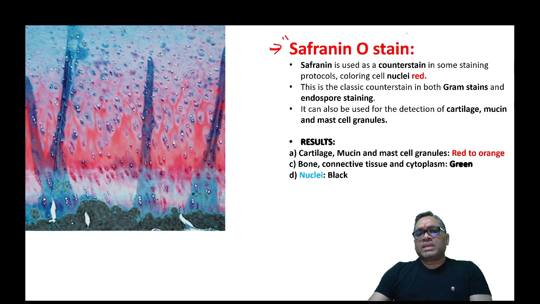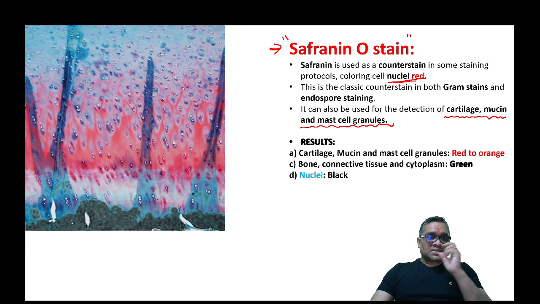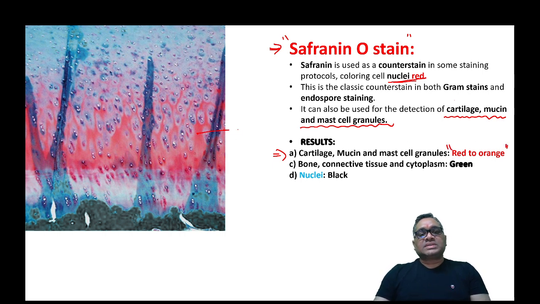Safranin O is a very important stain, right? This is where you can see nuclei will be red in color, right? And it is used for identification of cartilage, mucin and mast cell granules. What will be the color? Cartilage, mucin and mast cell granules will be red to orange in color. So now you can see this red to orange color is actually cartilage in this particular section, right? So this is the cartilage.